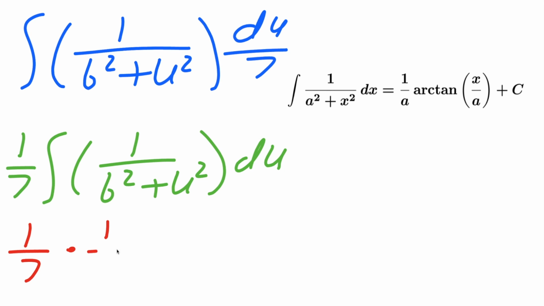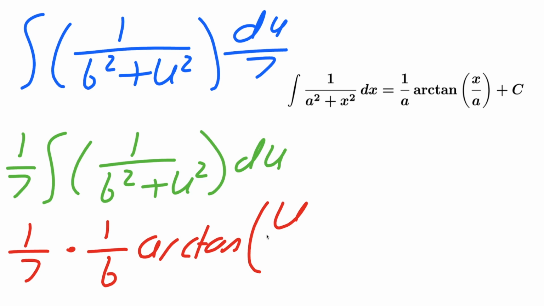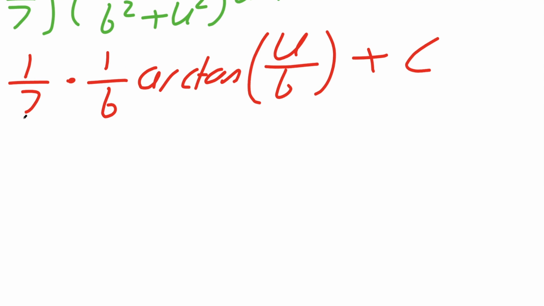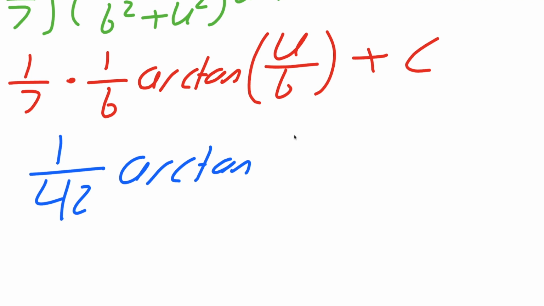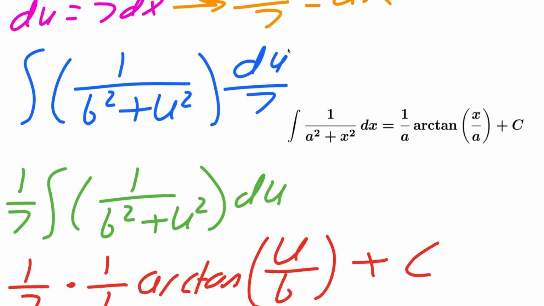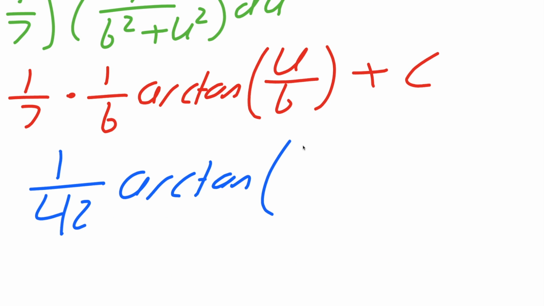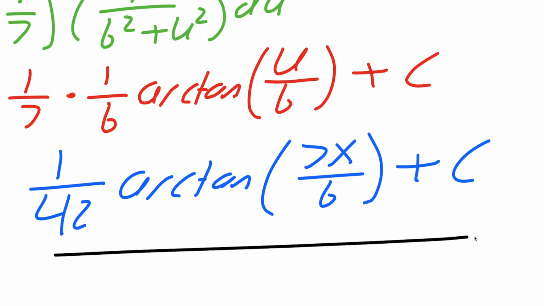So we'll get 1 divided by 6 arctan parentheses. Our x term is this piece right here. In our case, it's u. So we'll put a u divided by a. Again, a is our 6. Close parentheses plus c. So now we can clean up a little bit. 1 divided by 7 times 1 divided by 6 would give us 1 divided by 42 arctan parentheses. Instead of u, we have to replace it. And u is 7x. So we'll get 7x divided by 6 plus c. And this right here is our final answer.